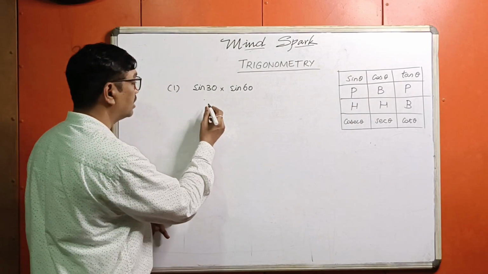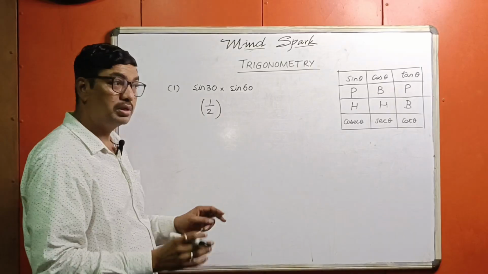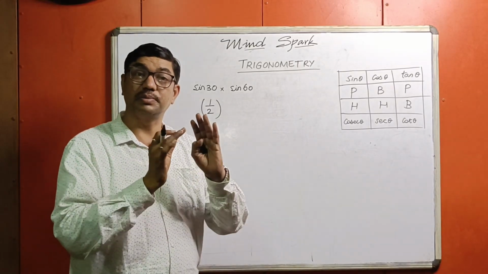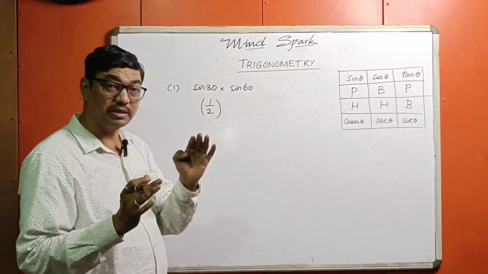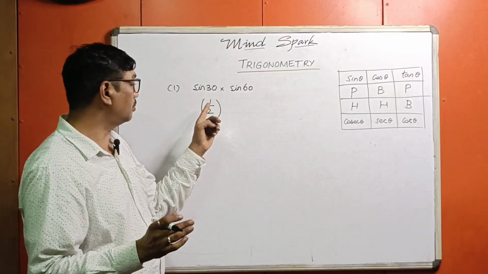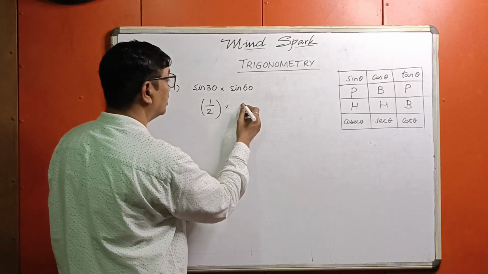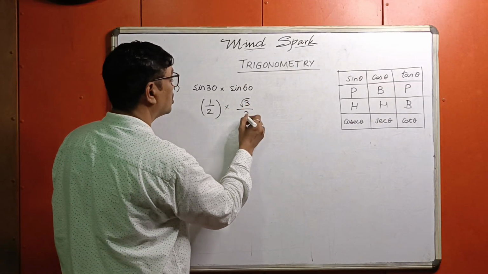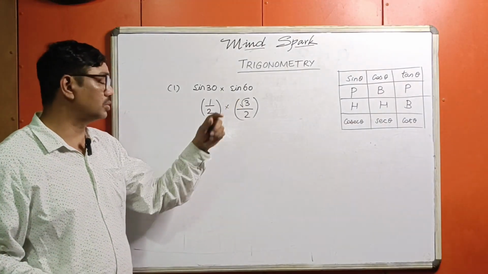Here the value of sine 30 is 1 by 2, and you have to put a bracket. This implies, or the teacher will understand, that in place of sine 30 you have put the value 1 by 2. So you should put the bracket. Similarly, sine 60 is root 3 by 2. Here also you should put the bracket.